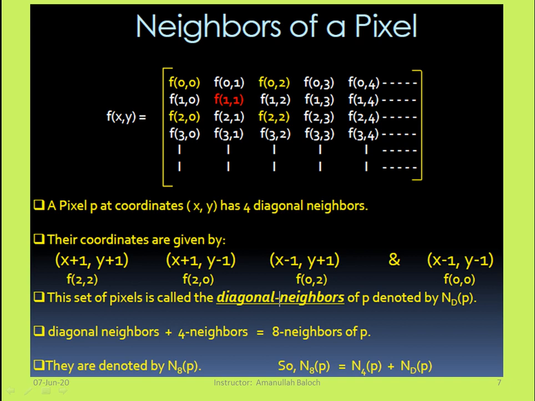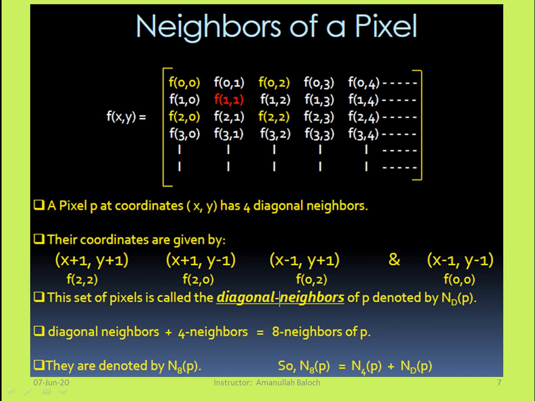The central pixel, instead of vertical and horizontal neighbors, also has 4 diagonal neighbors. These are the diagonal neighbors. This is the central pixel, f of 1, 1. These are 2 diagonal pixels, and these are 2 other diagonal pixels, f of 0, 2 and f of 2, 1. The 4 vertical and horizontal ones are the 4 neighbors, and these 4 are the diagonal neighbors.